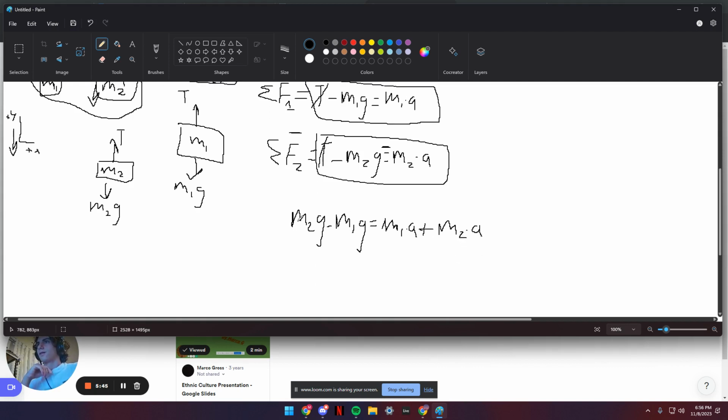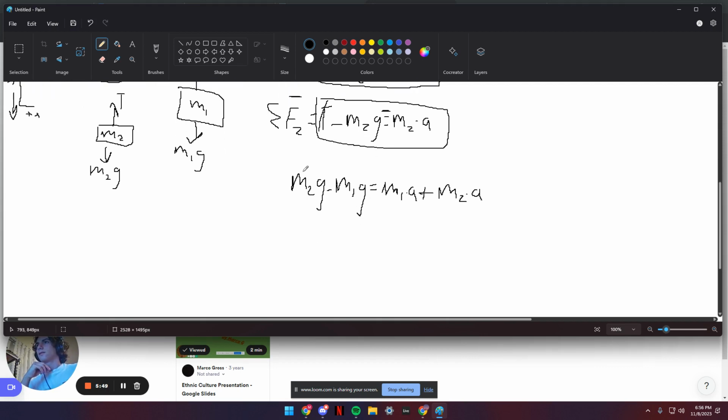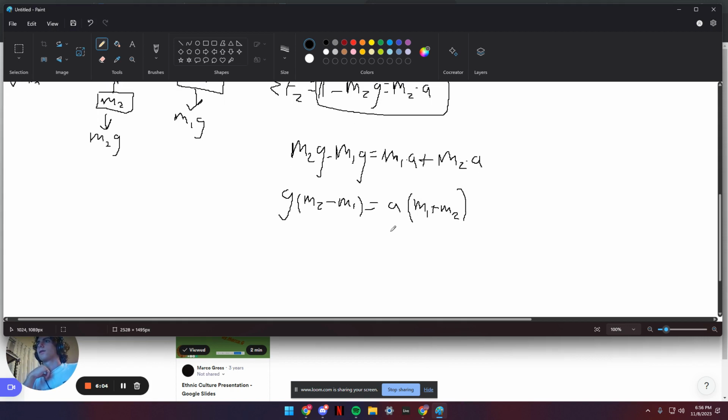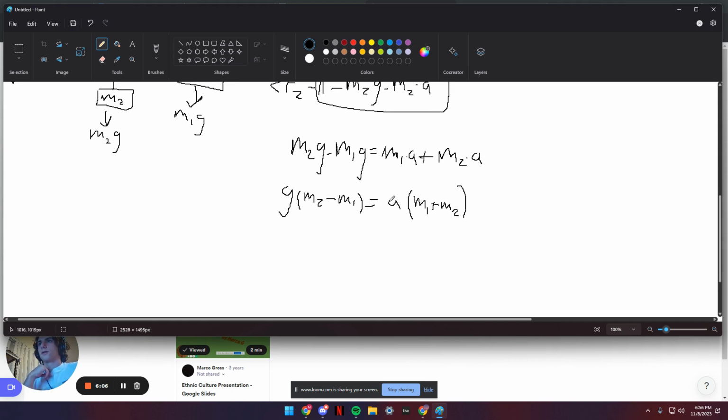And what we can do is there's a g in both of these terms, so we can factor out g, mass 2 minus mass 1, and we can factor out an a out of both of these terms, mass 1 plus mass 2. And now let's solve for the unknown acceleration. So we divide both sides by mass 1 plus mass 2.